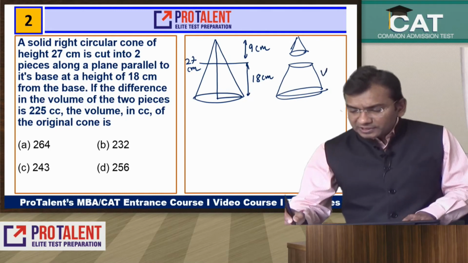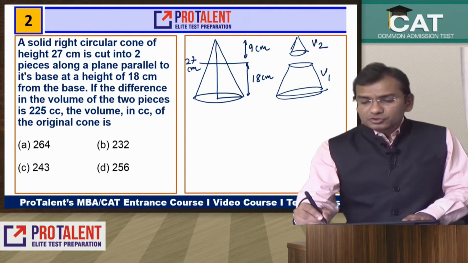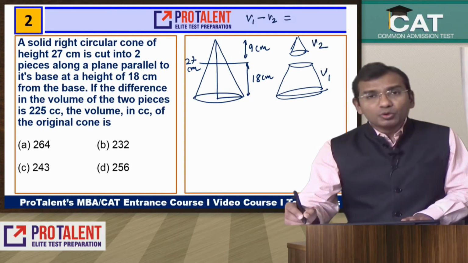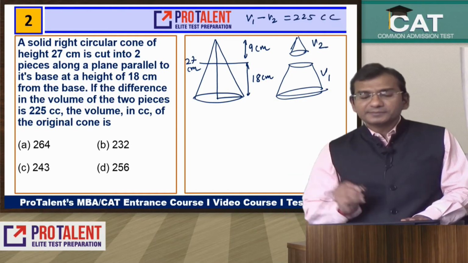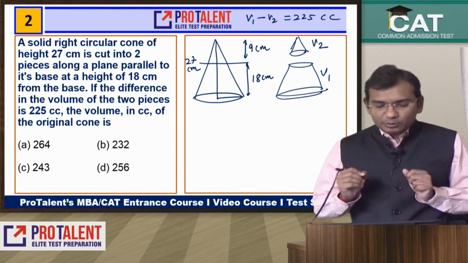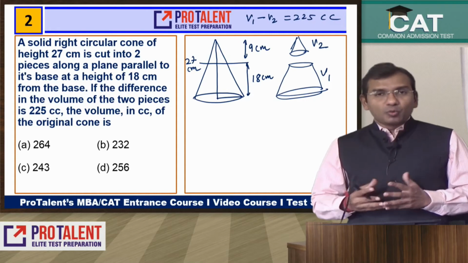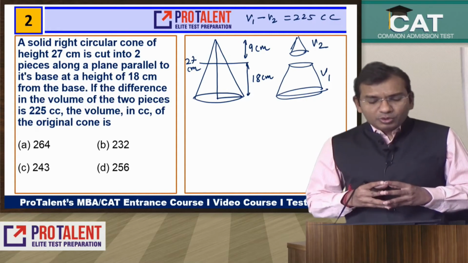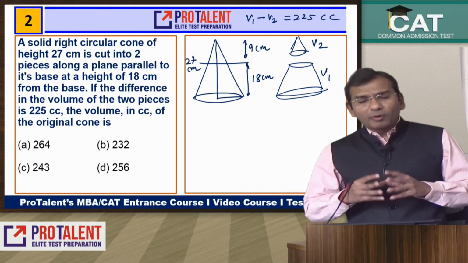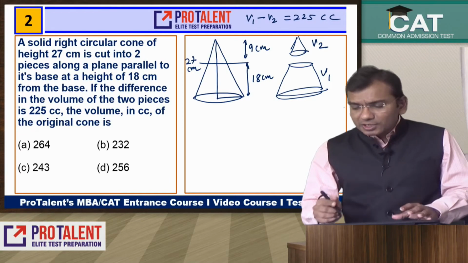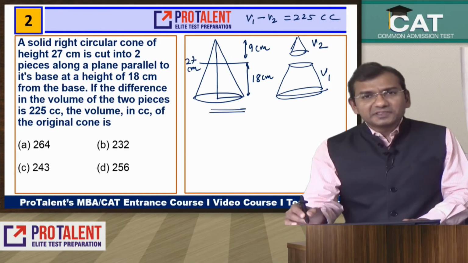The volume of this, let's say V1, and the volume of this, V2. So V1 minus V2 is equal to 225 cc. Yes or no? Very good. Now they are asking what is the volume of the original cone. So obviously there must be some relationship of this height with the volume.